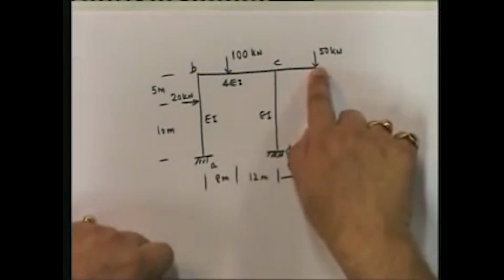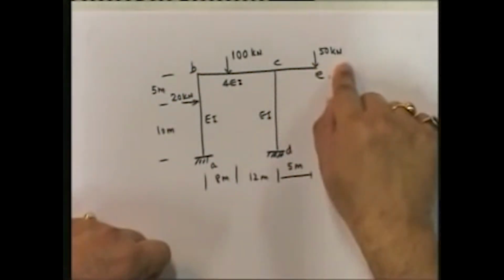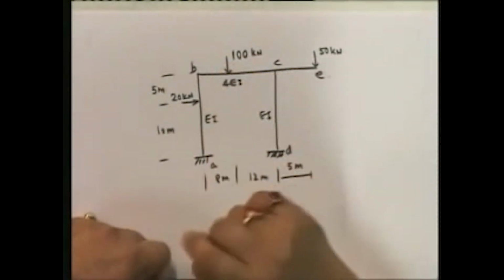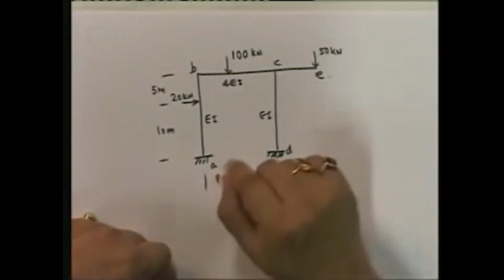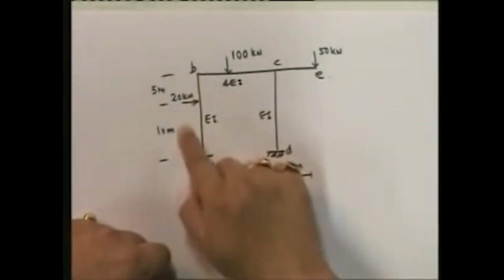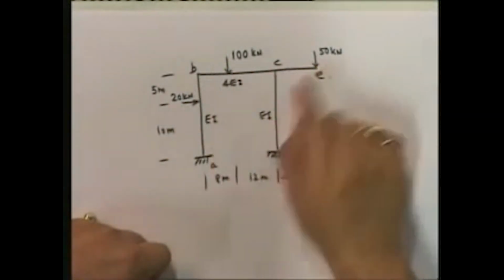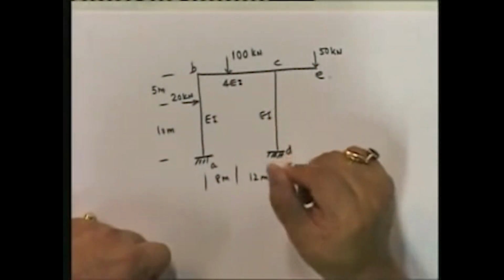Okay, and at the end of the overhang you have a load. You have one load in member BC. So if you look at it, member AB has a load, BC has a load, CE has a load, and CD has a load.